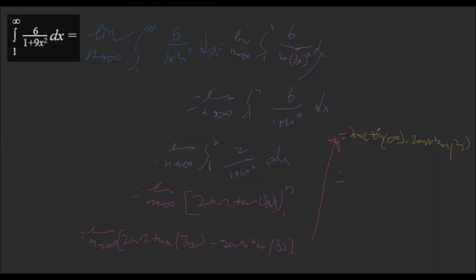But as I said, arctan infinity is equal to pi over 2, and so we end up with 2 times pi over 2, which is pi, minus 2 arctan 3. And as I said, I don't know the value of 2 arctan 3, but this is our final answer. This is the integral from 1 to infinity of 6 over 1 plus 9x squared dx.